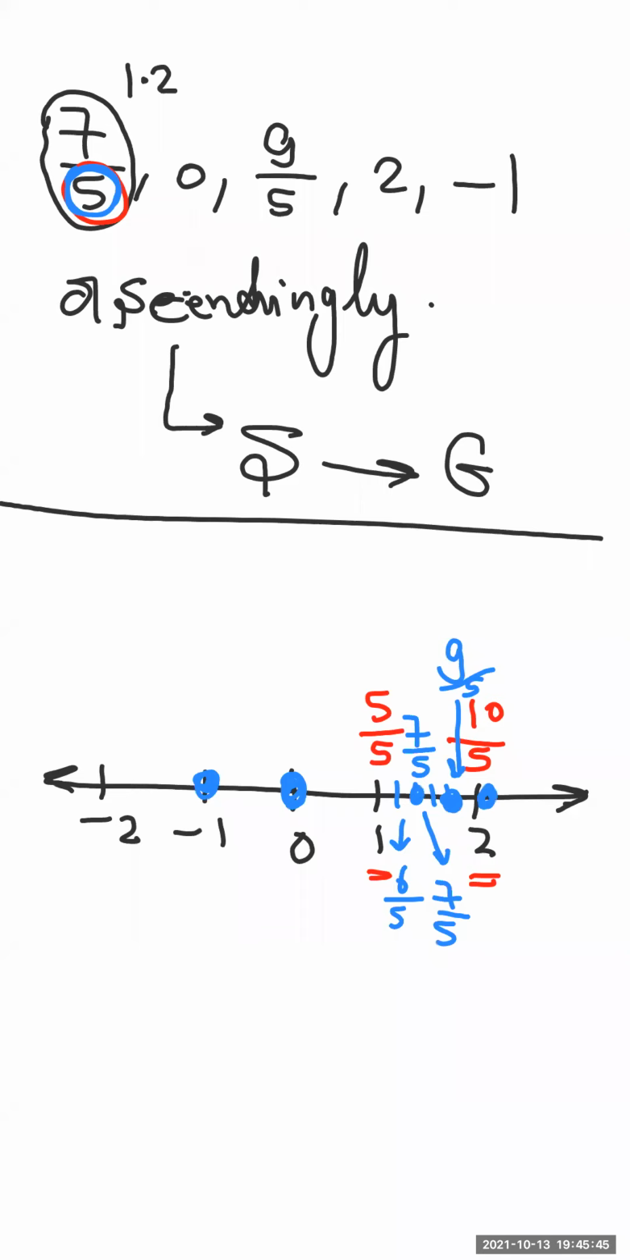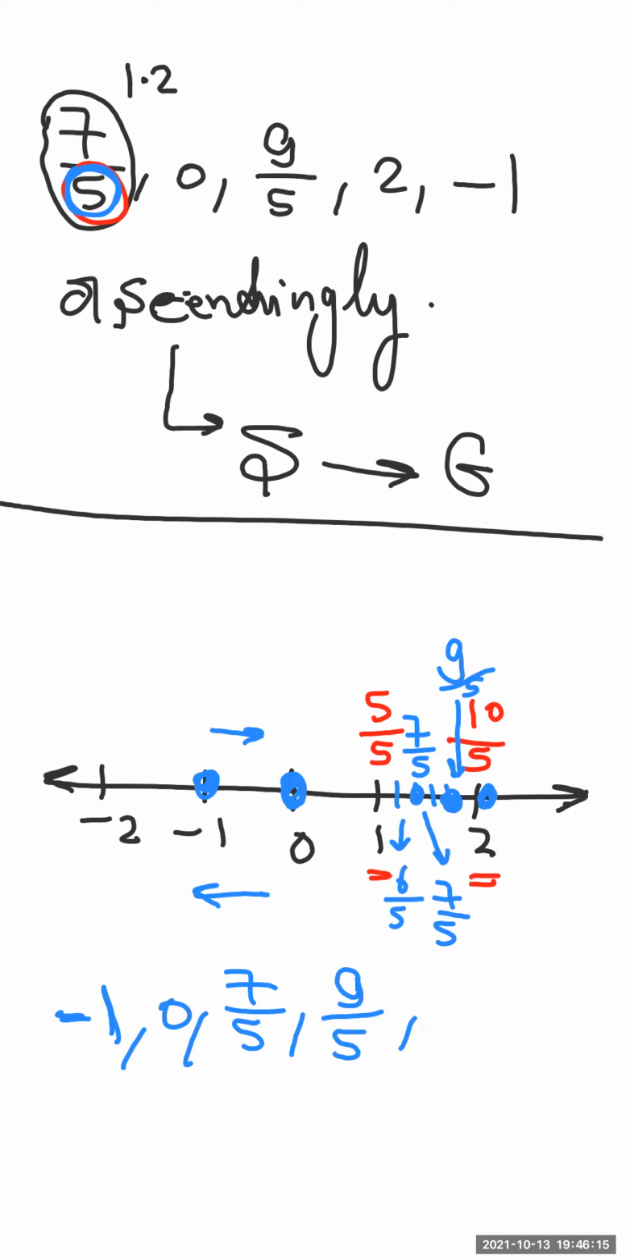Now, arrange the numbers ascendingly from the smaller. According to the number line, the smallest number is negative 1, because it's on the negative side and it was the last number on the negative side. Then the greater one is 0. Then the next number is 7 over 5, then 9 over 5, and the last, greatest one will be 2. That's it.